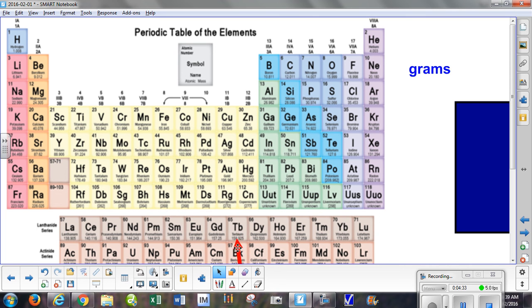Now these are a little hard to read, but if you look, for instance, at lead, lead is 207 grams. That means 207 grams of lead is 1 mole of lead atoms. And the mole is 6.02 times 10 to the 23rd. And now if we go up here to carbon, this guy has 12. So 12 grams of carbon is going to be 1 mole of carbon atoms.